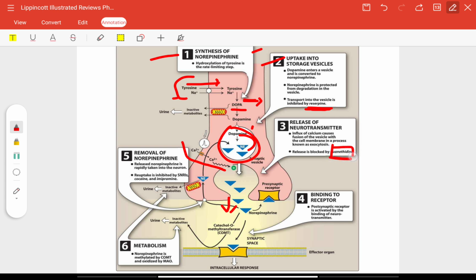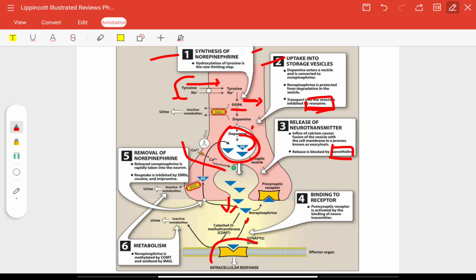You can have a look here. These are examples of the drugs which act here. These are the sites of action. Now as norepinephrine is released, it binds to the receptor in the effector cells. After binding, it activates the receptor complex, and then comes removal of norepinephrine.